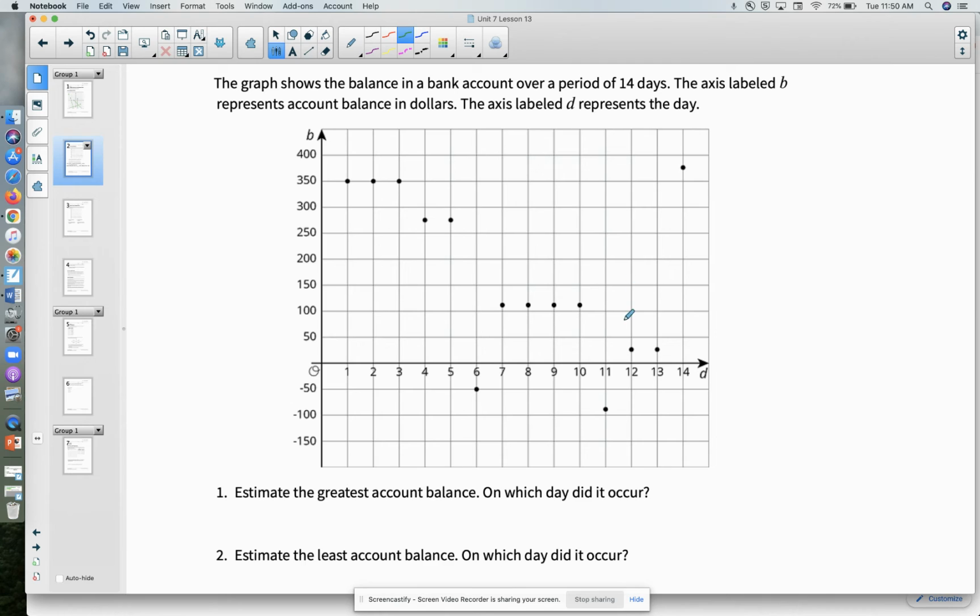Okay, so go and pause it, and then when you're ready, you can unpause it. So this would be it. And this would be about $375 around. And then what day did it occur? 14th day.